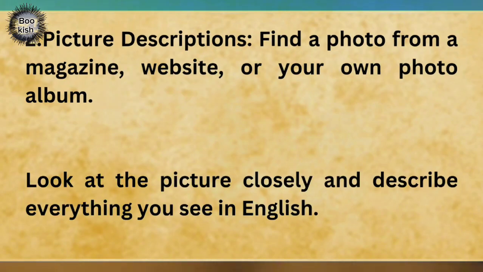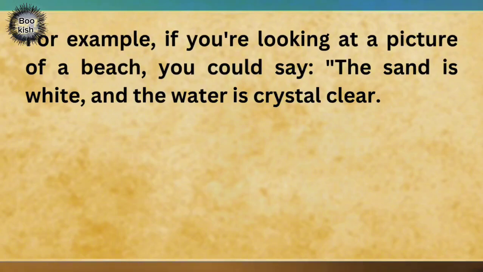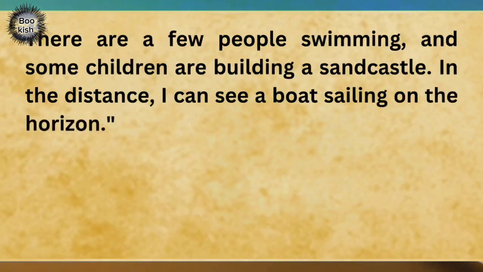2. Picture descriptions. Find a photo from a magazine, website, or your own photo album. Look at the picture closely and describe everything you see in English. For example, if you're looking at a picture of a beach, you could say, "The sand is white, and the water is crystal clear. There are a few people swimming, and some children are building a sand castle. In the distance, I can see a boat sailing on the horizon."